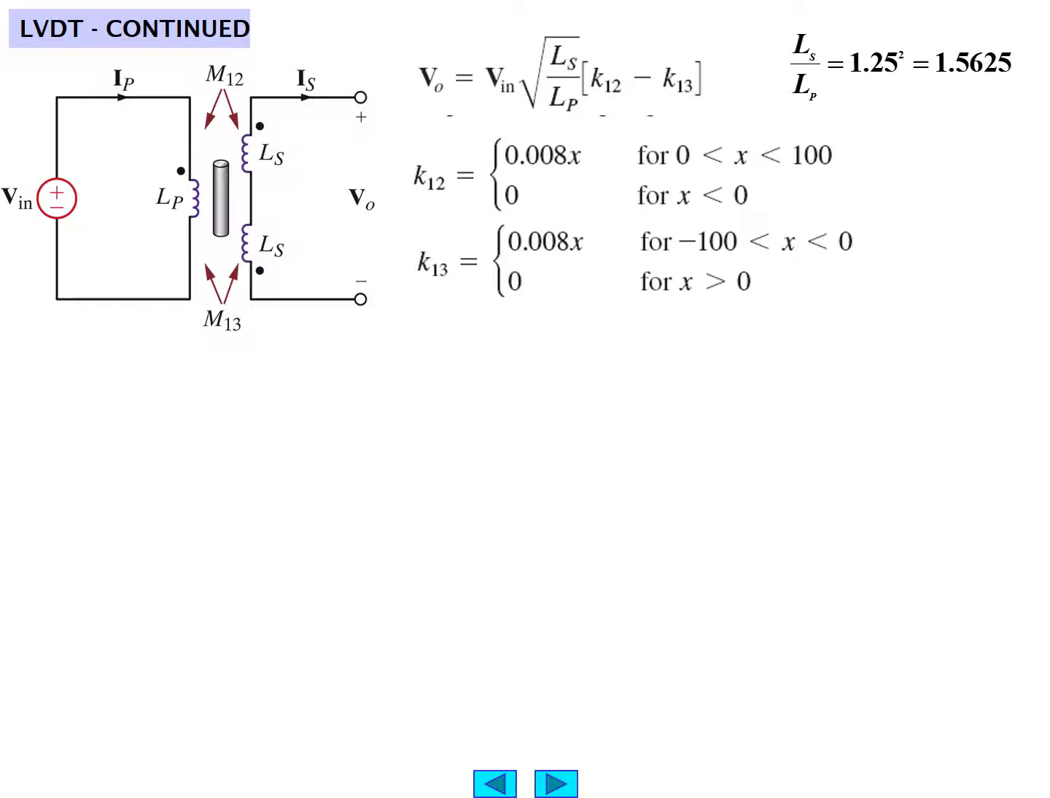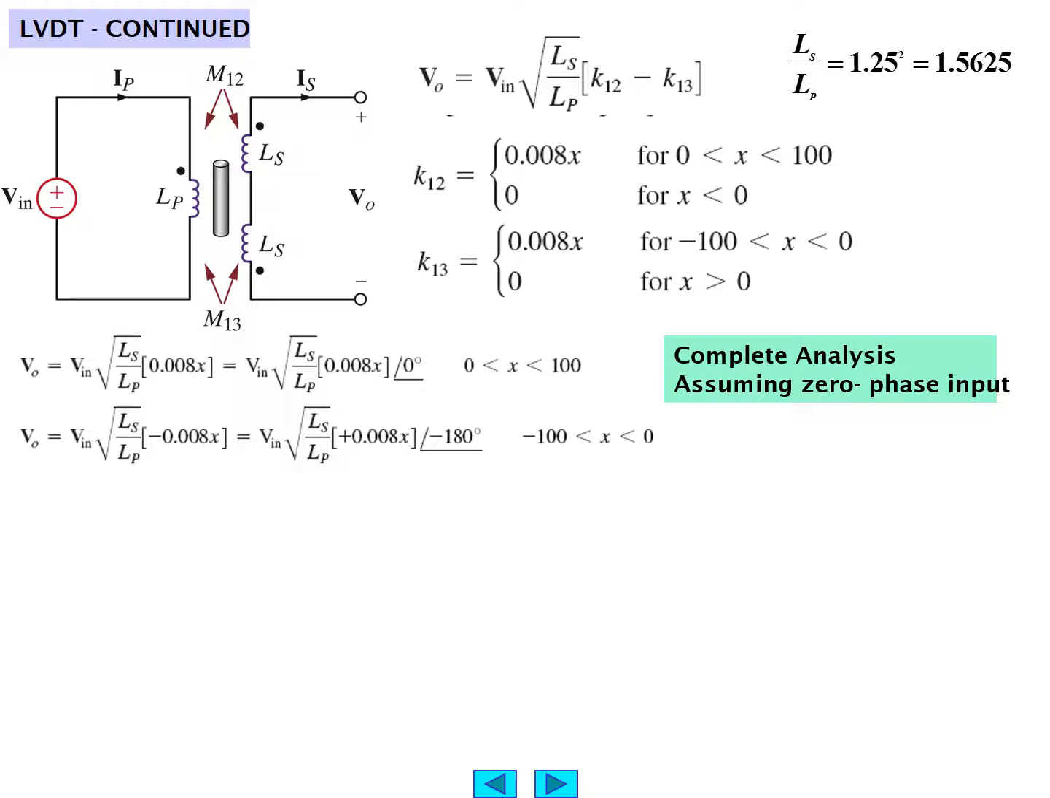LVDT continued, considering what we just described. For a no-load condition, we would get V0 is equal to Vn, the square root of L sub S over L sub P, times K1 minus K2. Here we'll take L sub S over L sub P to be 1.25 squared, or 1.5625, if you will. And we have our values for K1 and K2 over different ranges.